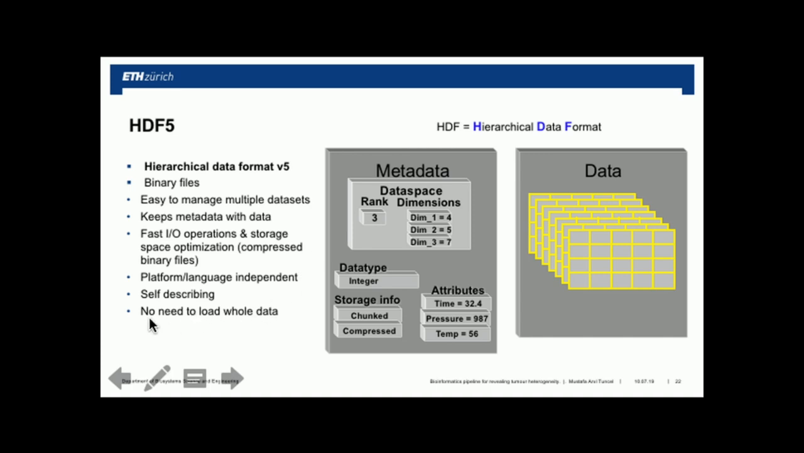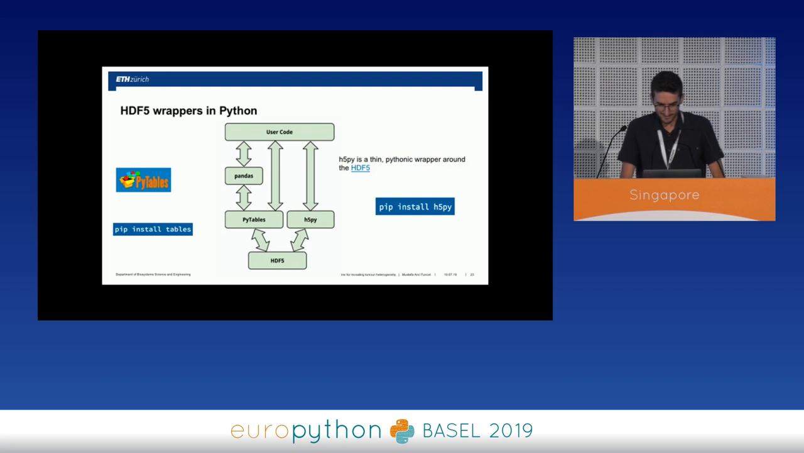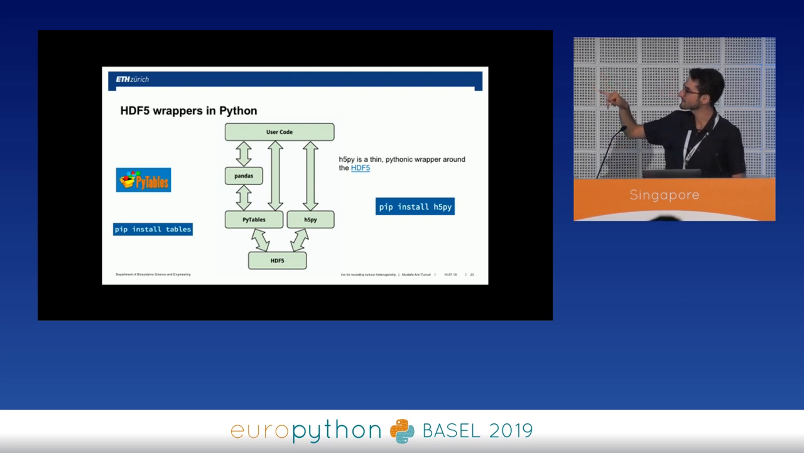And then, yeah, the HDF5 allows us to just connect to some data and perform operations on a subset of it without having to load everything into memory, which is also quite handy. And yeah, this is the last slide, or the one before the last one. So in Python, there are two wrappers. One is PyTables, which is a high-level, very nice wrapper of HDF5 that interacts with pandas. And the other is H5PY, which is very similar to the C++ API.